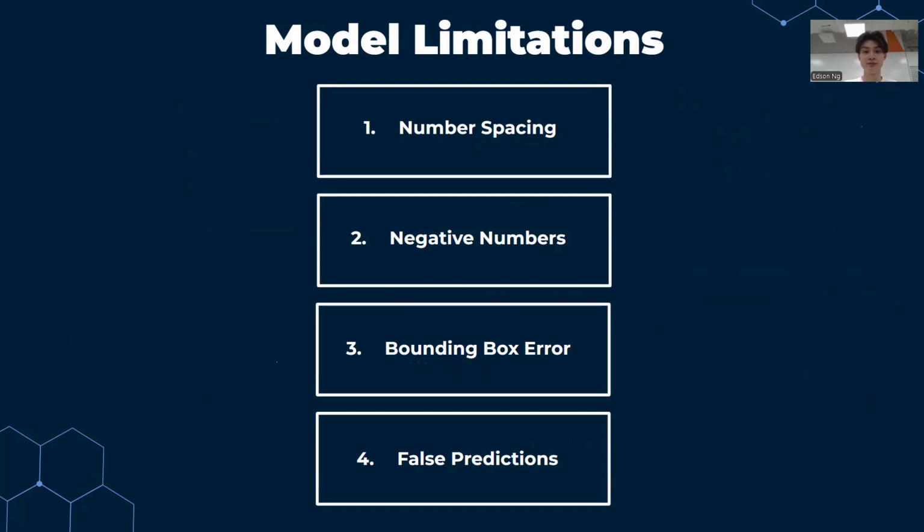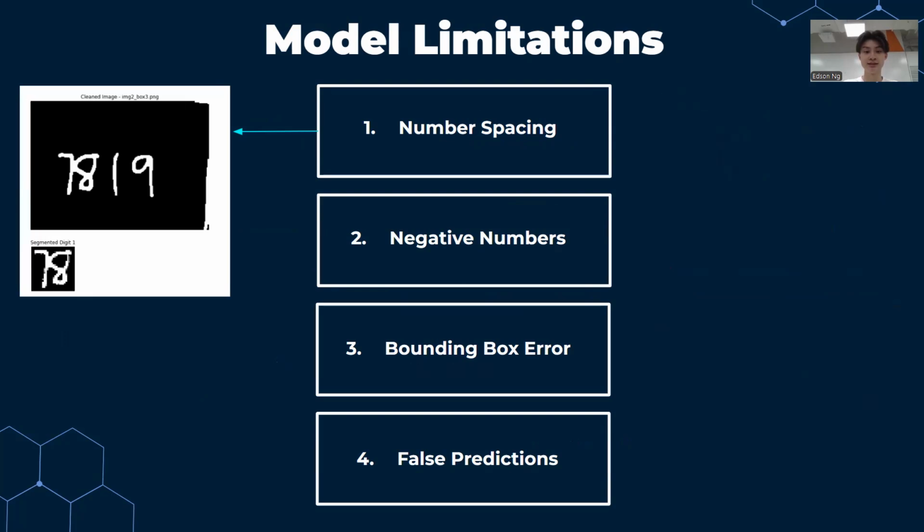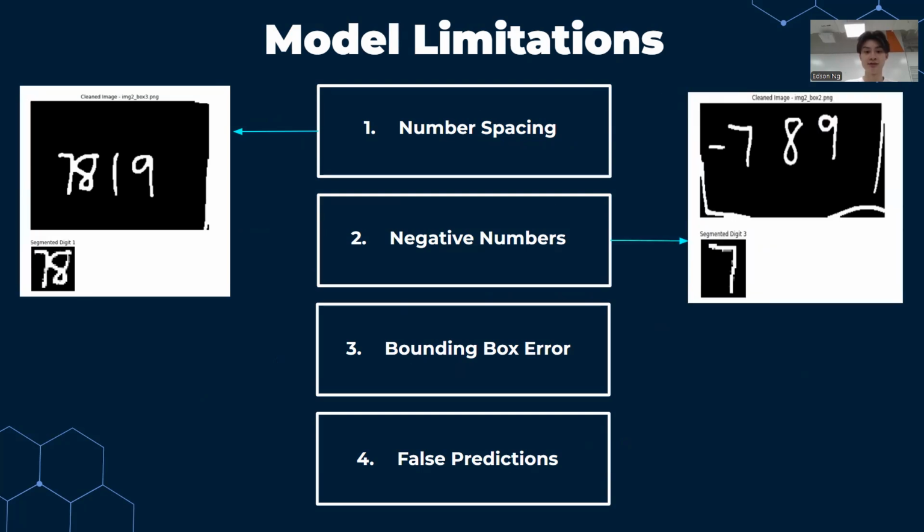So despite these improvements, there are still some key limitations that need to be addressed. After testing on various handwritten math equations, I identified the following limitations. Firstly, adequate spacing between digits is crucial for accurate segmentation. When digits are too close together, the model may struggle to correctly identify individual numbers. Secondly, negative signs were frequently removed. This often occurred because the negative sign was too small or thin, causing it to be filtered out along with the background noise.